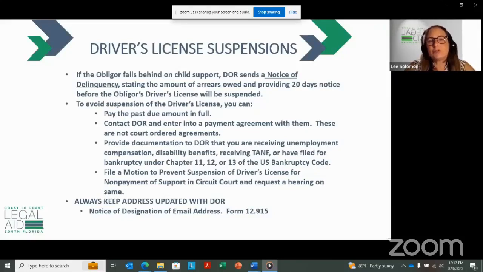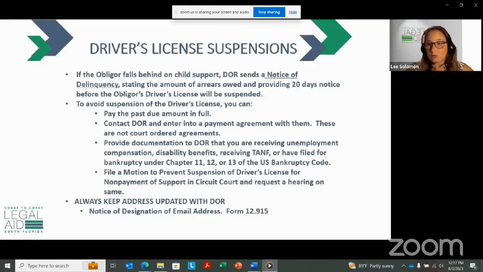So to avoid a suspension of driver's license, you can do a number of things. You can pay whatever the past due amount is. The next thing you can do is contact the department and enter into a payment agreement with them. These are not court-ordered agreements. You will have to sign it, and it'll be on the record for the Department of Revenue, but it will not be filed with the court.